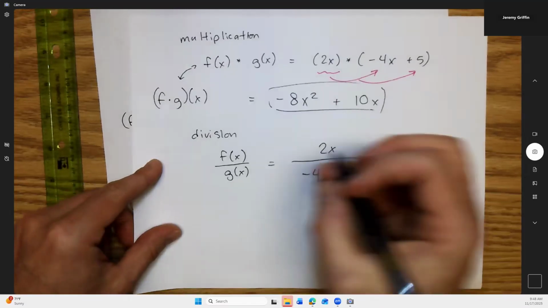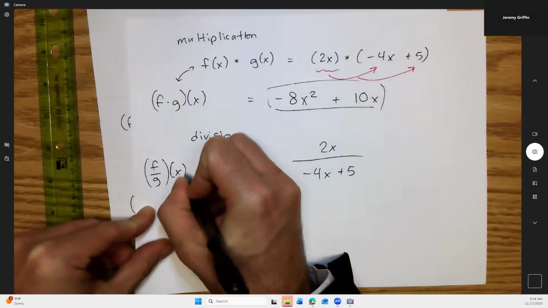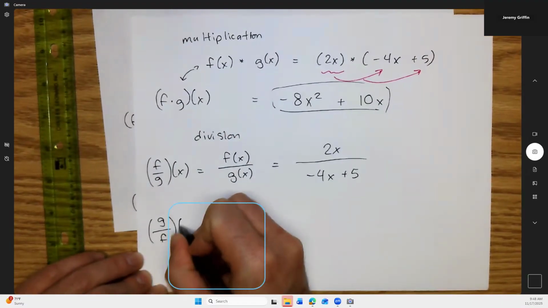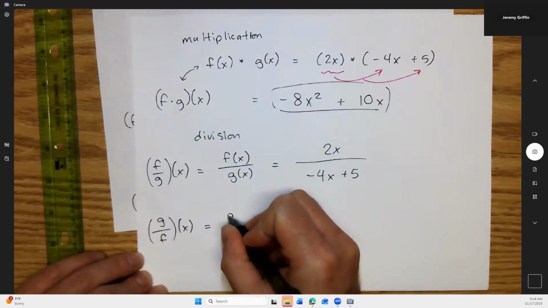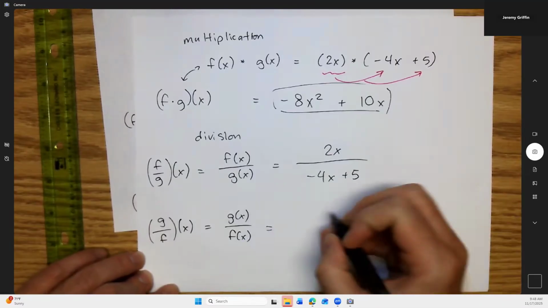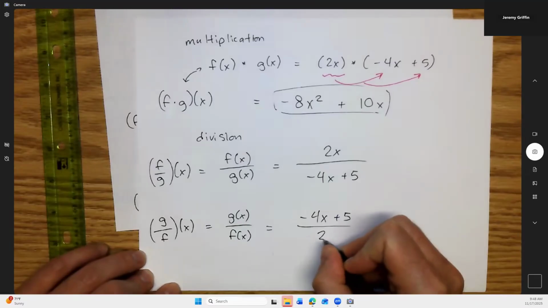Here, I'll do that one with you guys too. This could be f over g of x, which is like that. What if I do it the other way? What if I do g over f of x, which is the same thing as g of x over f of x? Right, so this is different. What if I do negative 4x plus 5, and this is all divided by 2x?